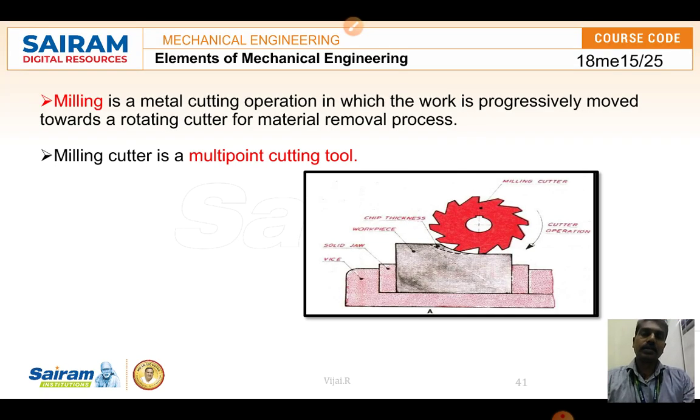Milling machines are used for making components which are three-dimensional objects, having length, breadth and height. Here we have to use different types of tools. Milling tools we call milling cutters.